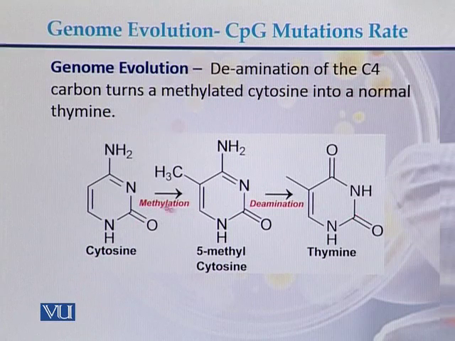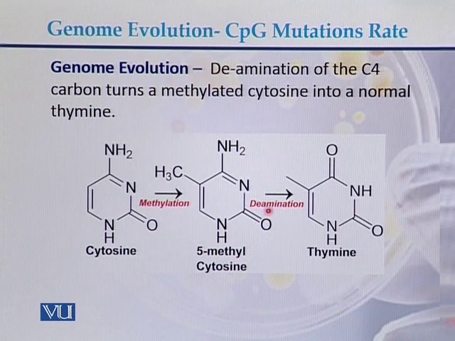First we see what methylation is. This is normal cytosine, and this is 5-methyl cytosine, where we can see that at carbon number 5, with this being carbon number 1, this 2, this 3, this 4, this 5, there is an addition of a methyl group. So due to this methyl group, it is called 5-methyl cytosine.